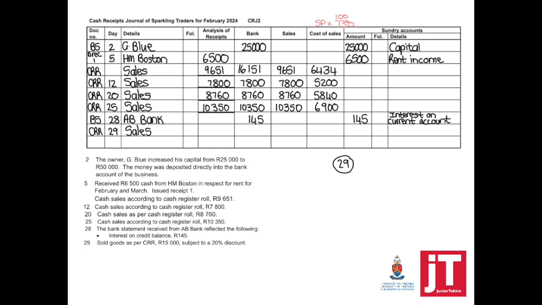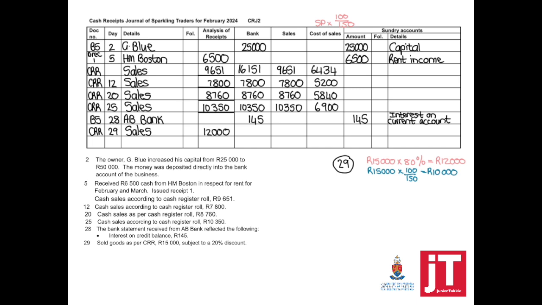This is subject to 20% discount. So discount was given to customers. So how much did the customers pay? Take 15,000 times 80%, or you could have said 15,000 times 20%, but then you still need to subtract that from the 15,000. When you're calculating the cost, it is always calculated on the original selling price, and that is key to remember.